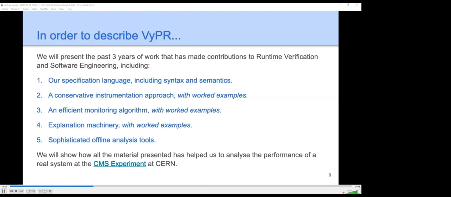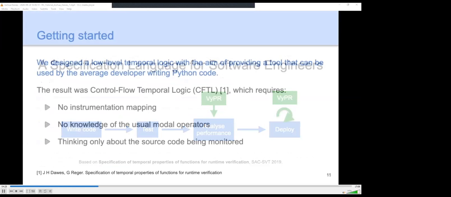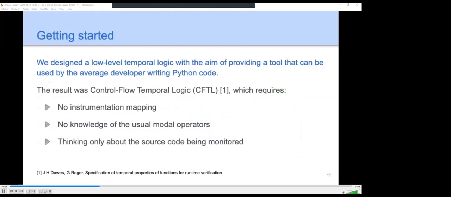To conclude, we will show how all of the material presented has helped us to analyze the performance of a real system running at the CMS experiment at CERN. So let's take a look at our specification language contribution, which is specifically aimed for software engineers to use in the software engineering process. In particular, we designed a low-level temporal logic with the aim of providing a tool that can be used by the average software developer writing Python code.